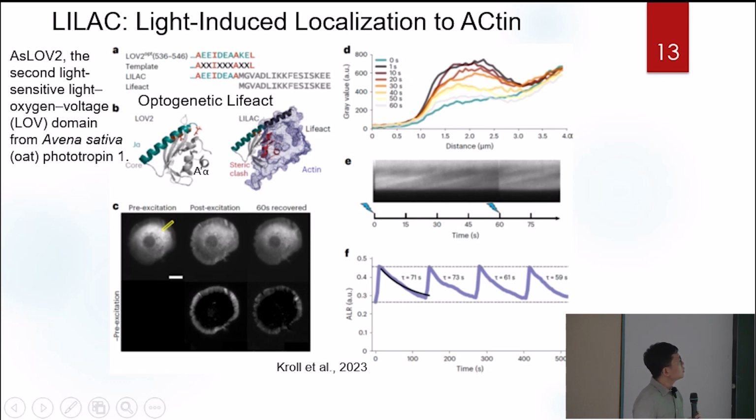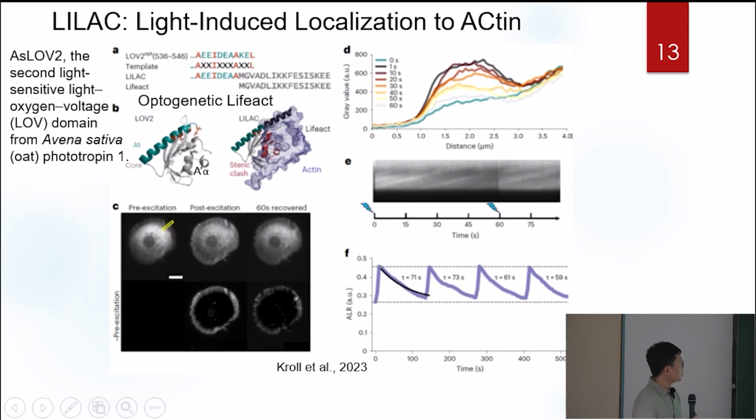They just fuse the LOV2 domain, which is the well-known domain used in optogenetics. It's from phototropin 1. If you shine the 450 nm light onto this LOV2, the original J alpha helix and the A alpha helix fall together. After you shine the 450 light, they'll open and then can bind to the actin.